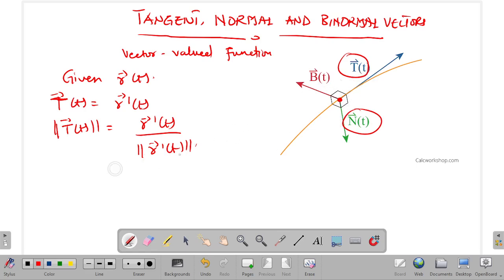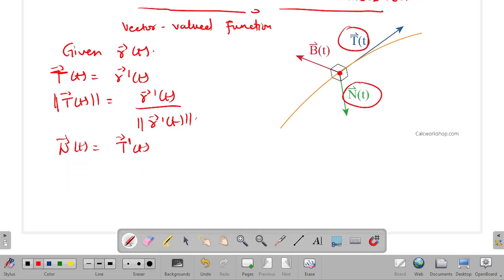Then we come to finding N of t. The normal vector N of t is given by the derivative of our tangent vector T of t. If you find the derivative of the tangent vector, we get the normal vector. And as I said, we don't need the magnitude of change. We always want the absolute direction. Because of that, we find the unit normal vector, and that is the point of interest. That is going to give us T prime of t over the absolute of T prime of t. So once you have this, this is your unit normal vector, and that is what you will need.